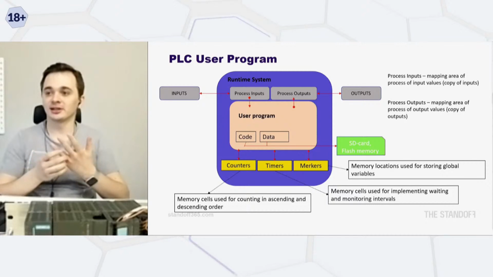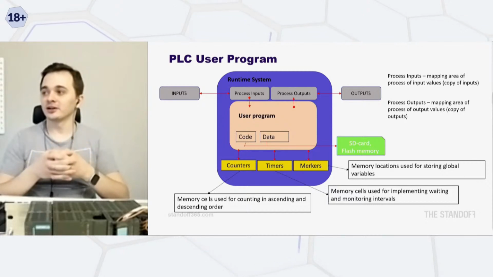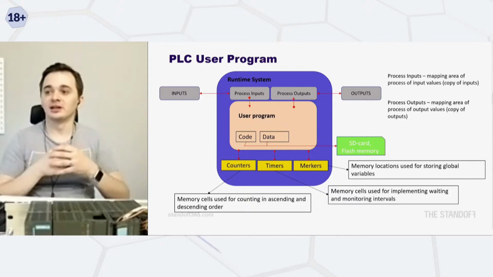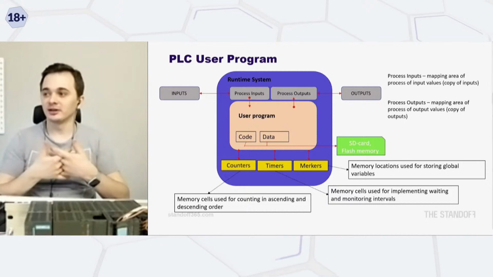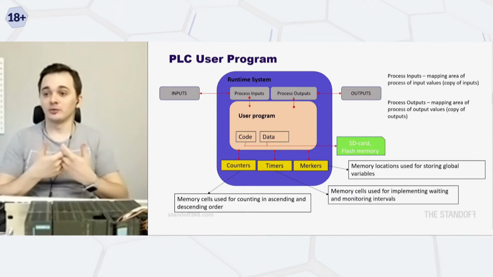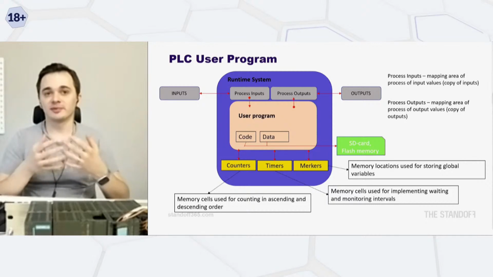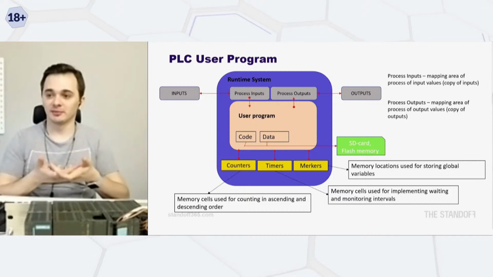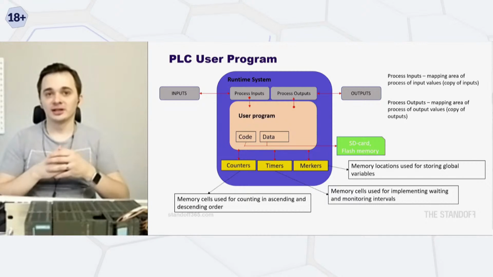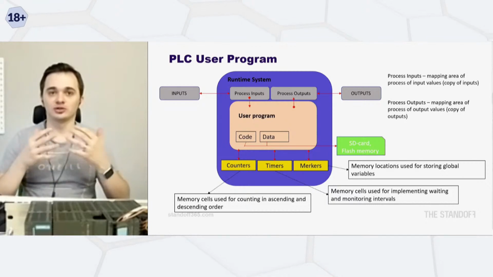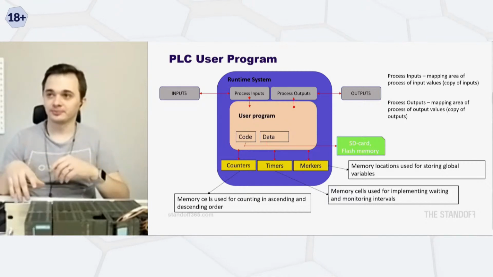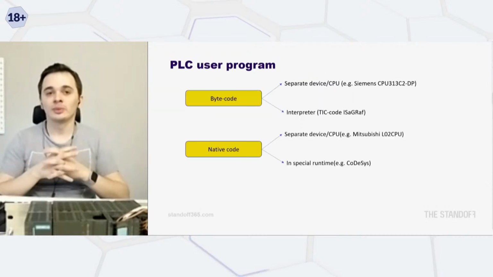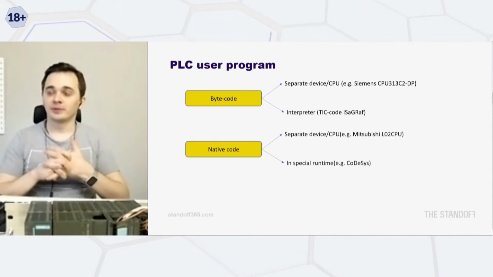You can use different functions of runtime. And in runtime, there are different counters and timers and the so-called markers. They are memory locations used for storing global variables. All of this can be provided by the runtime system.